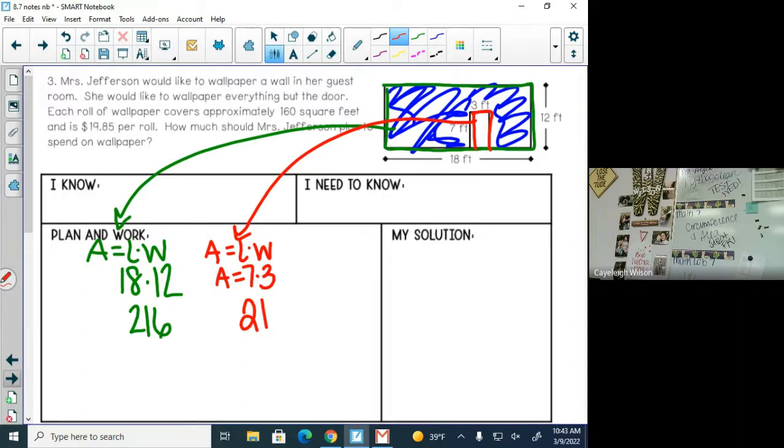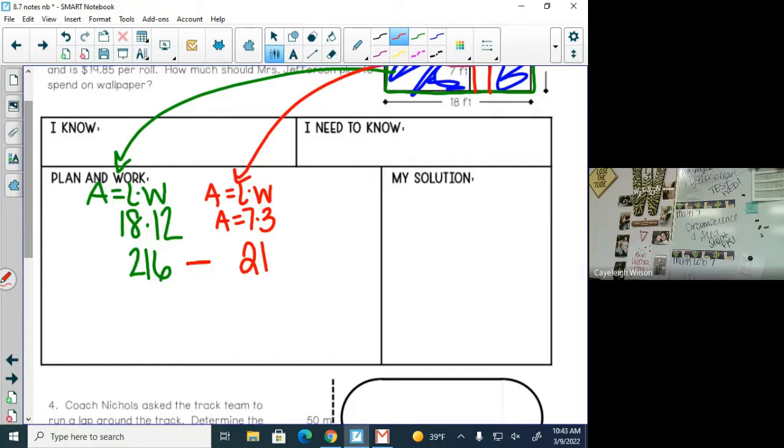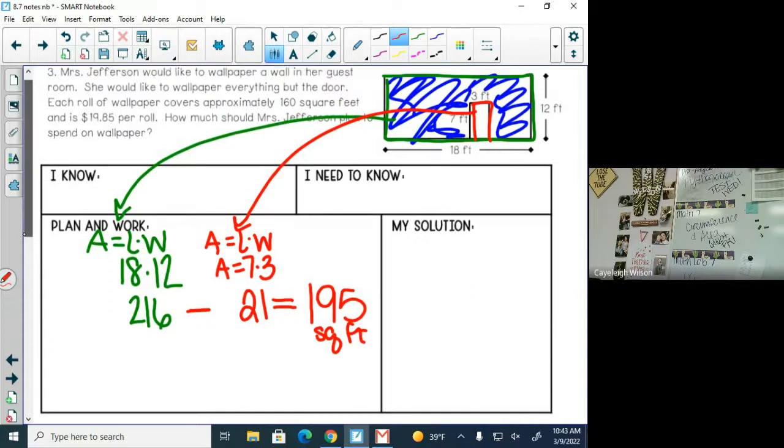Okay, now I am going to subtract it. So I'm taking the wall minus the door, and I get 195, and that's square feet. Okay? So that's how much she's going to wallpaper.